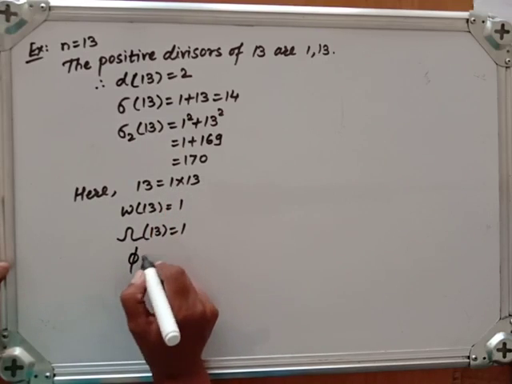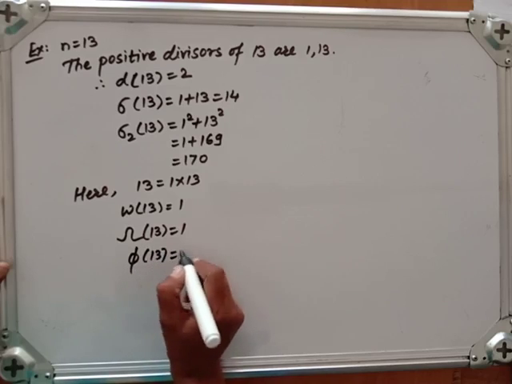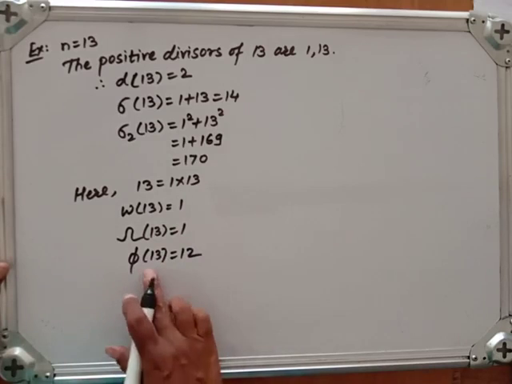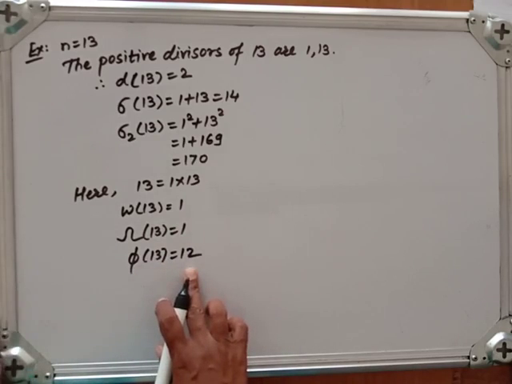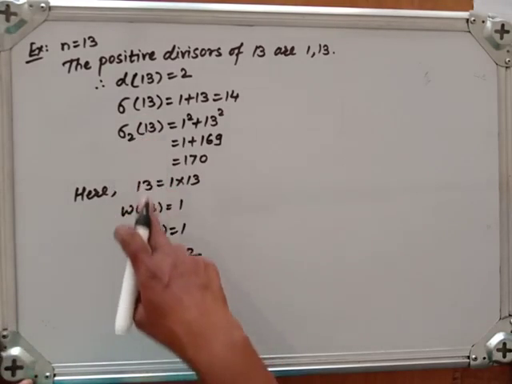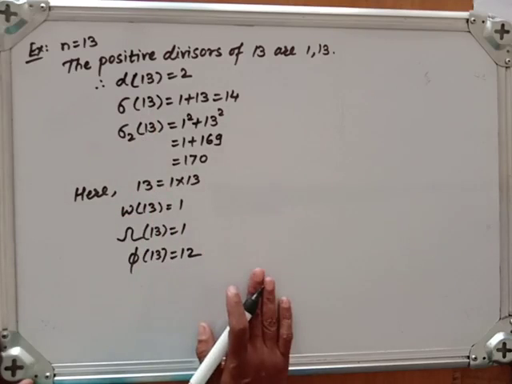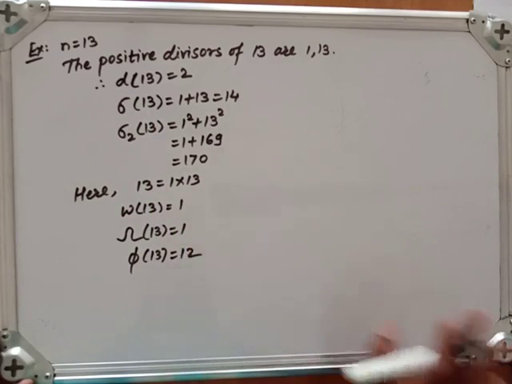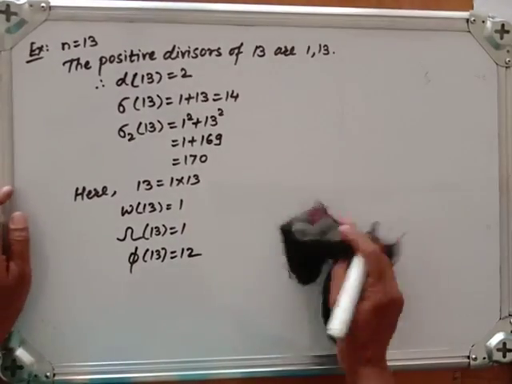Then phi of 13. What is phi of 13? 13 is a prime number. So phi of 13 is how much? 12. Already we have seen some results for finding phi. These functions are new for you only. Try to solve various examples on this so that you will be perfect in that. Now let me take one more.